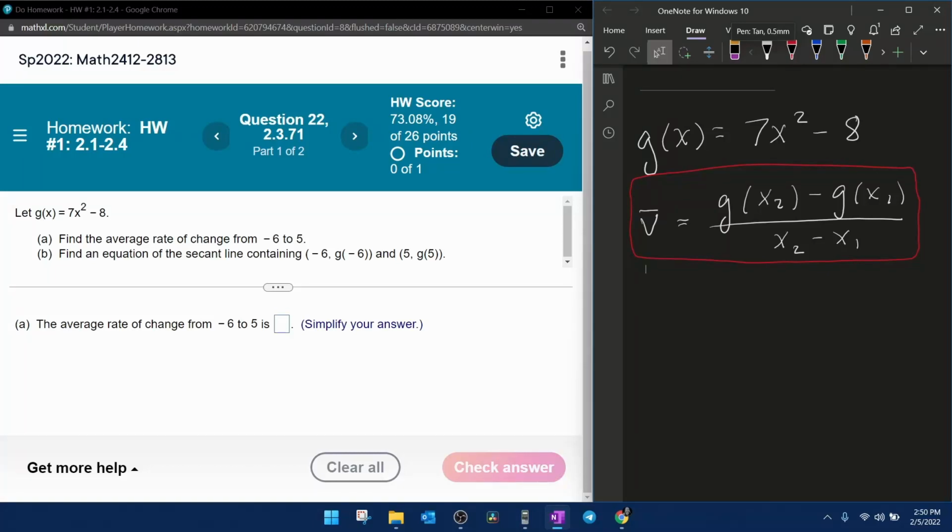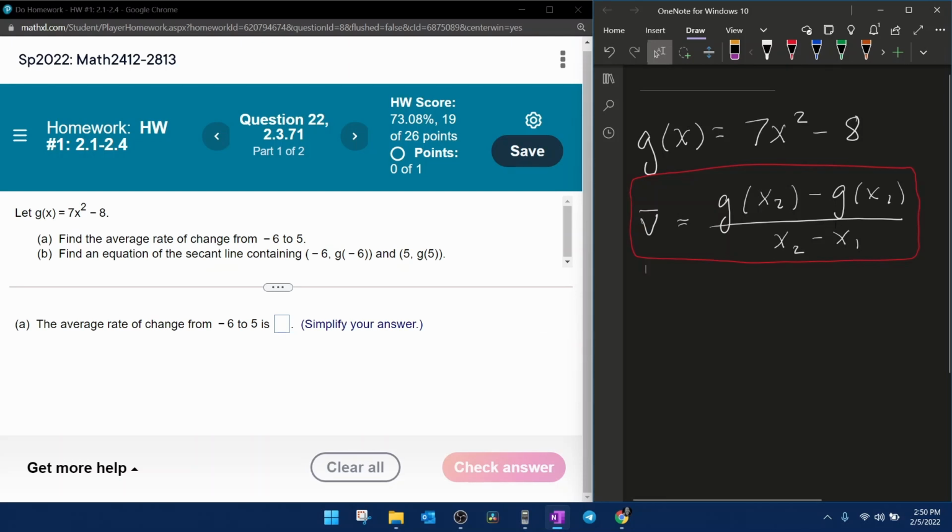All right, here we go. Question 22 from our Precalculus homework number 1 in MyLab Math. They want us to find the average rate of change for this particular function from -6 to 5. We're going to do that over here in our scratch work.